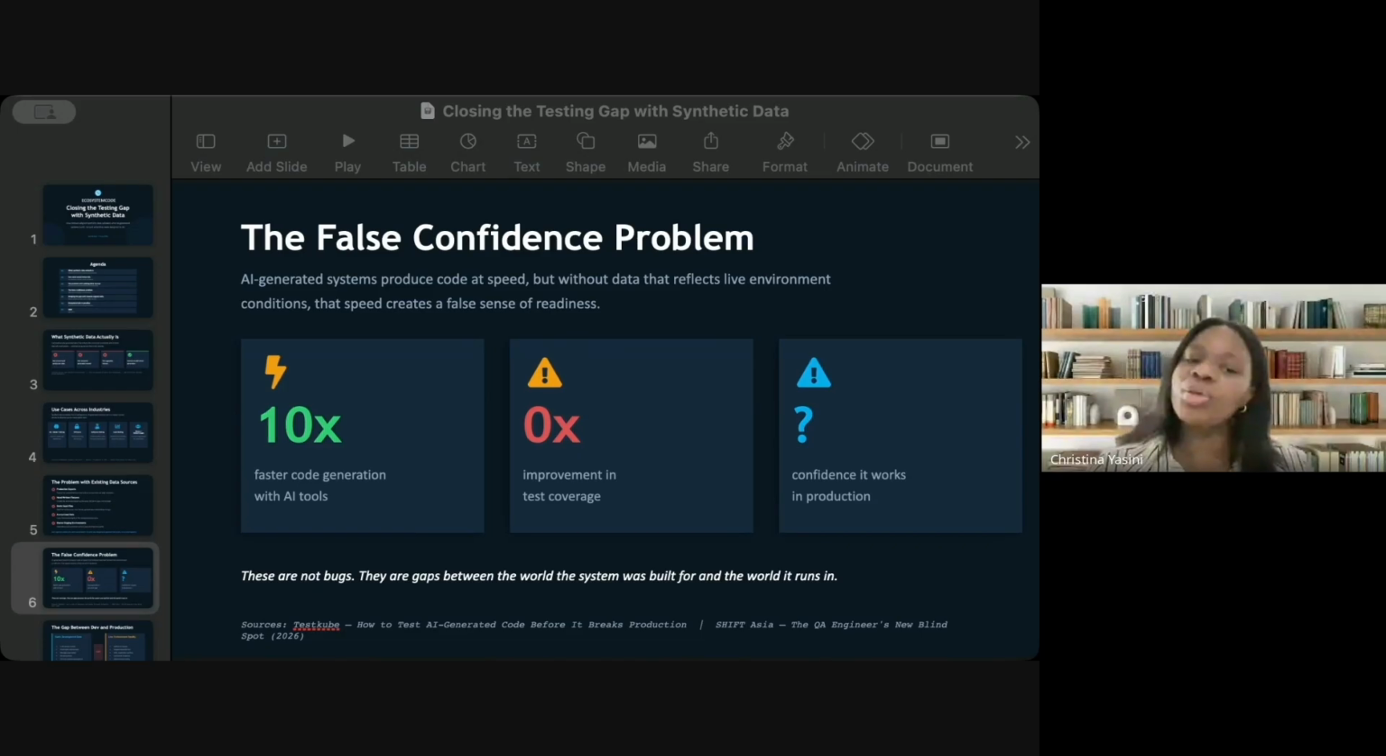And so none of these are bugs in the traditional sense, but they are gaps between the world the system was built for and the world that it runs in. And critically, none of these are purely pre-deployment problems. The conditions that cause them continue to apply and compound as the system is live. And so pre-production synthetic data catches these structural gaps.